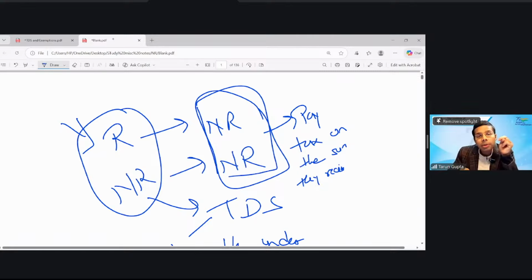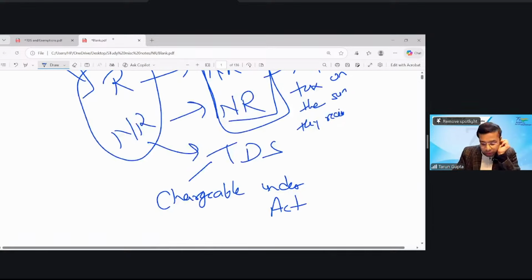Secondly, the payment which is being made should be a sum chargeable to tax under the Act. So, such sum should be taxable in the hands of the non-resident. Then, if the sum is taxable under the Indian Income Tax Act, whosoever is the payer, he is required to withhold tax. So, does it mean if a non-resident is paying to another non-resident, then they are required to withhold tax? Yes, my dear friends. Yes, yes, yes. You guys have already studied this.